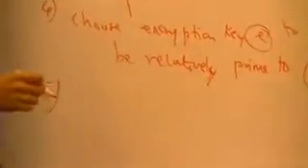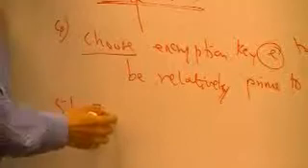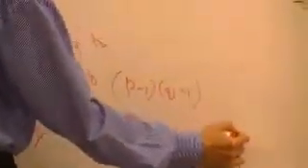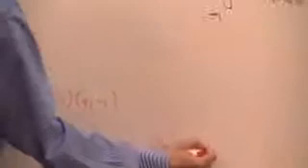Once you choose your encryption key, we have to choose your decryption key, and what's the rule for that? What's the rule for the decryption key? Oh, the inverse. Right, so for the decryption key, you have to find D, which is a multiplicative inverse of the encryption key modulo (P minus 1) times (Q minus 1).